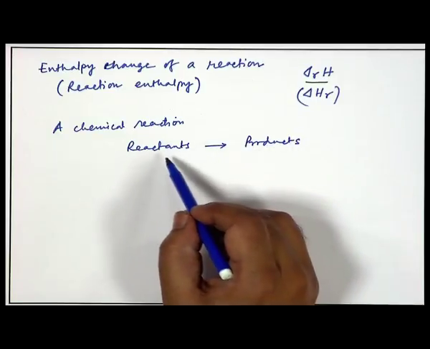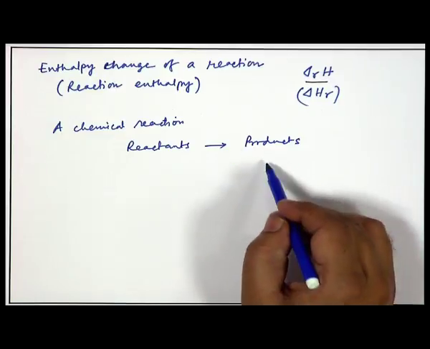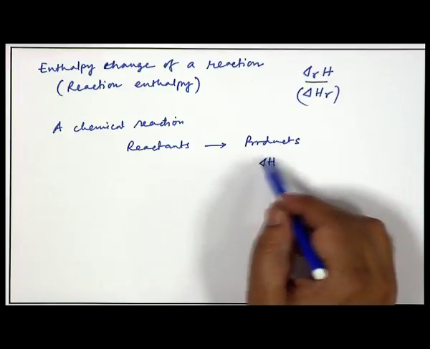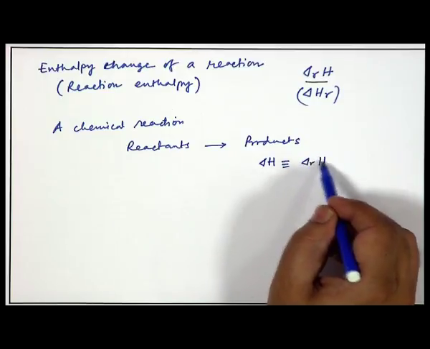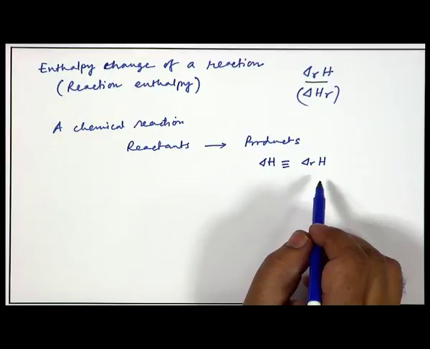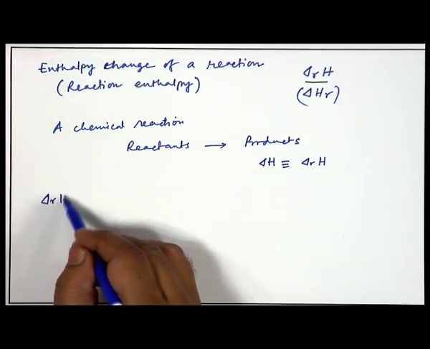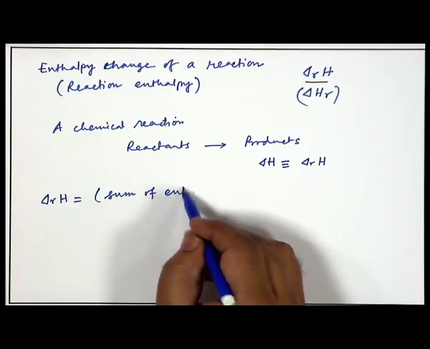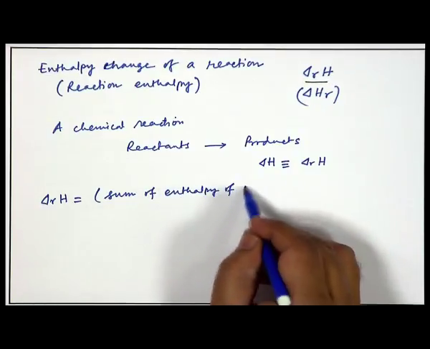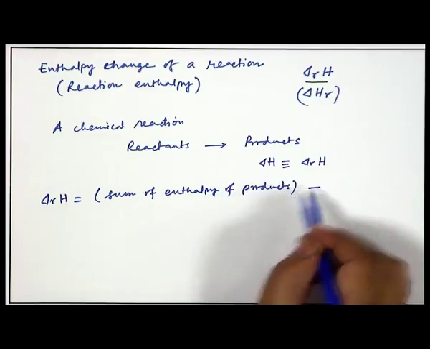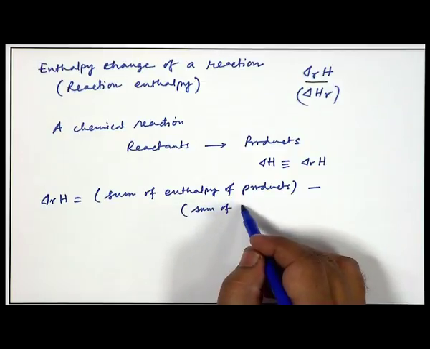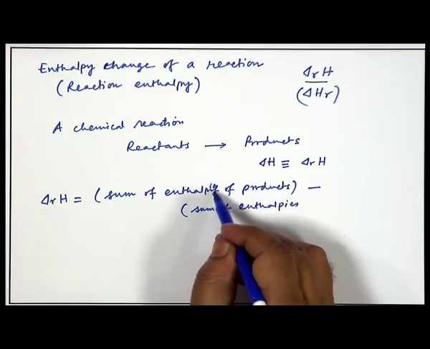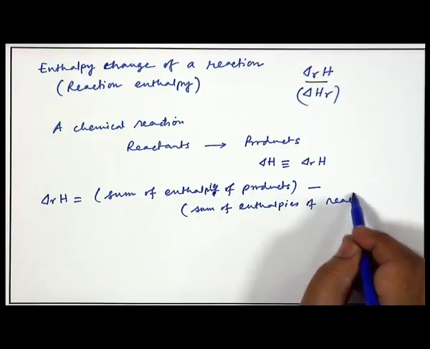So, by doing the reactions or by transforming reactants to products, there should be a change in enthalpy between the products and reactants. That enthalpy change is what we call the enthalpy of reaction or reaction enthalpy. So, we can write the reaction enthalpy as the sum of enthalpy of products minus the sum of enthalpy of reactants.